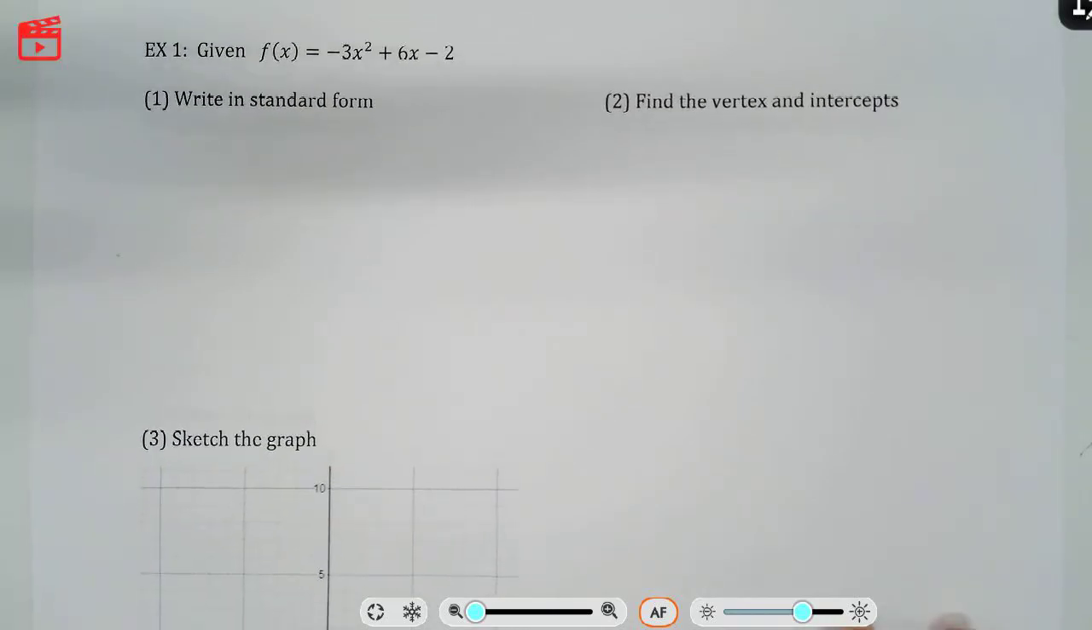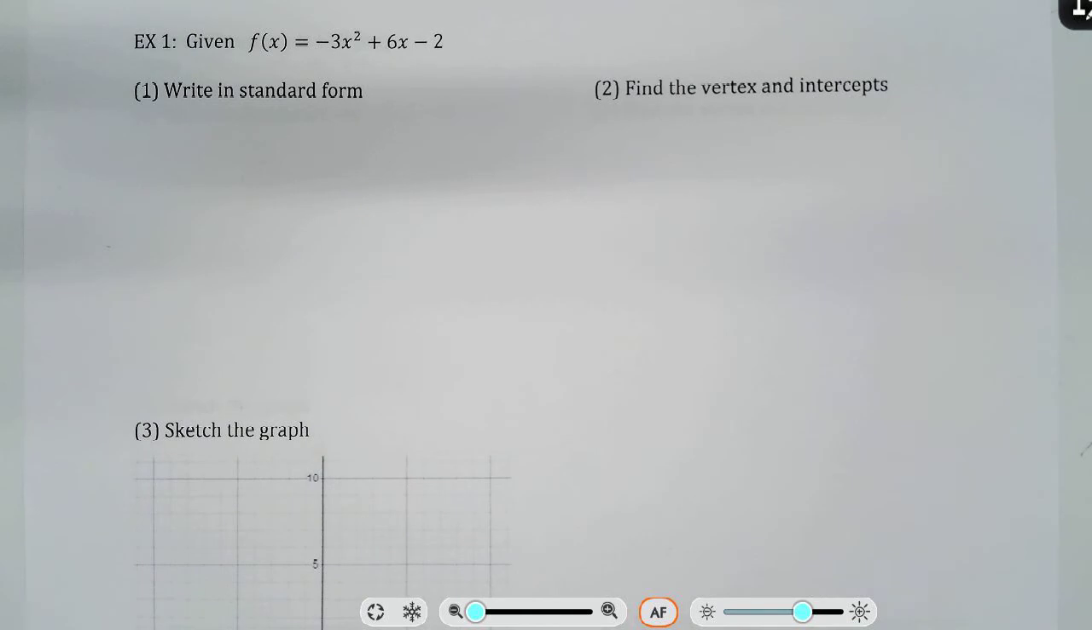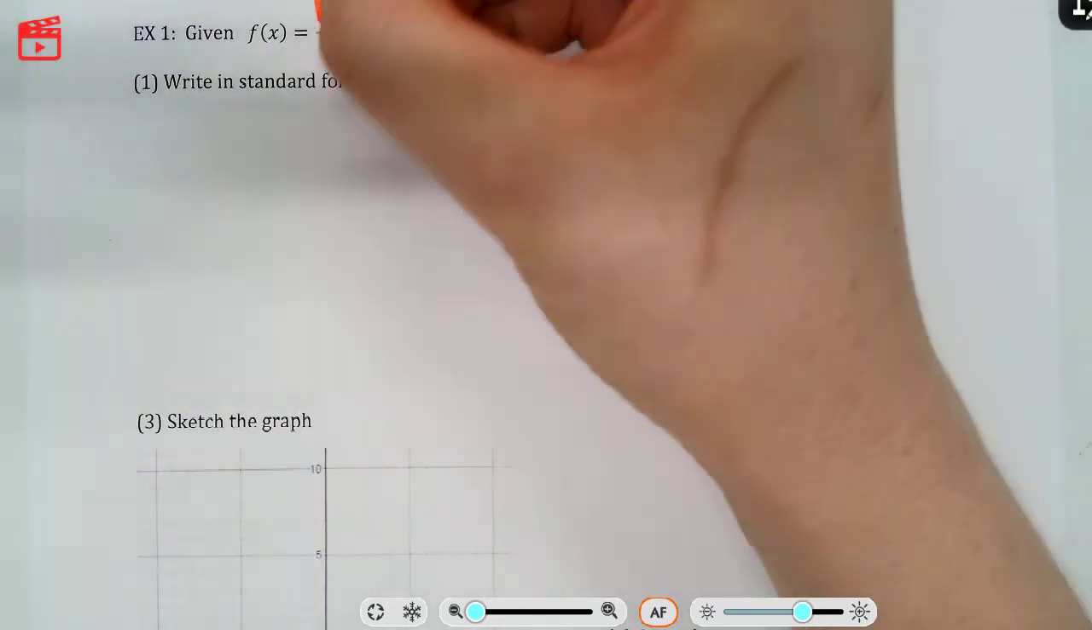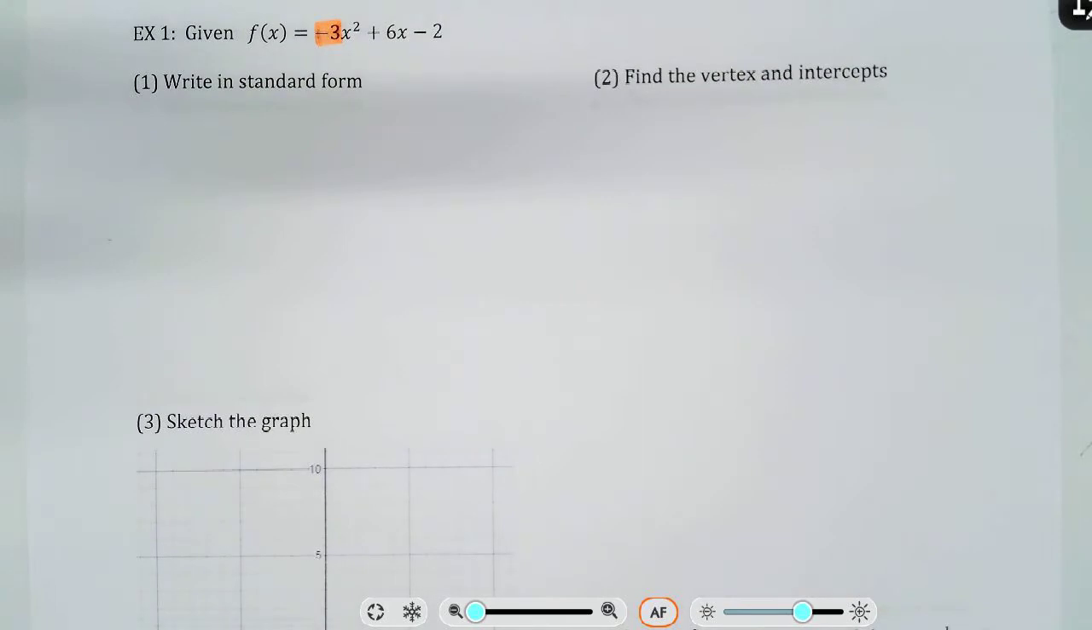Okay, so here we are. We're given a function, negative 3x squared plus 6x minus 2, and we're told to write it in standard form. Okay, so this one's going to have a wee bit more of a trick than last time, because last time we didn't have a number in front of our x, so we didn't have to worry about that. This time we do have a number in front of our x squared. So that is a wee bit of a concern, but don't worry, we know how to handle those. If not, I'll show you how. All right, so number 1, write in standard form.